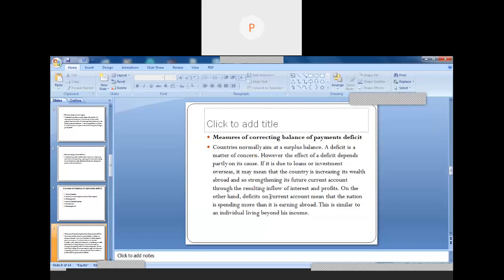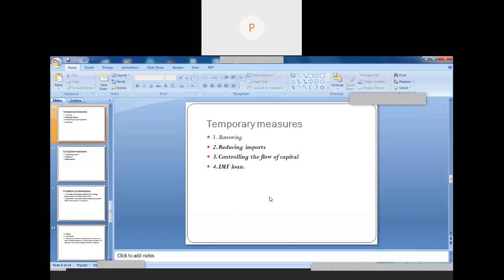But on the other hand, a deficit on current account means that the nation is spending more than it is earning. This is similar to an individual living beyond his income. It is just a reflection that a country is earning less, its resources are less, but we are investing more and more, right? A simple example: an individual is earning less and has a long list of things to spend on.